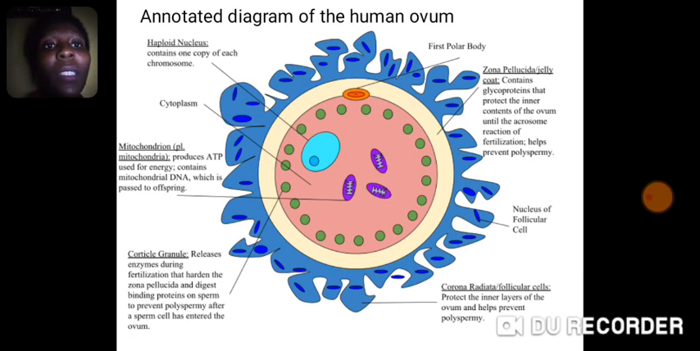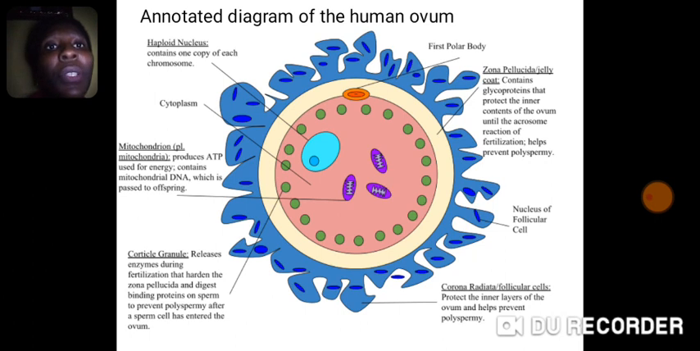So that's why the cortical granules release enzymes that will harden the zona pellucida after the egg has been fertilized by one sperm. This hardening will prevent the further penetration of other sperms that may have come around the egg later, so they cannot permeate or penetrate this fertilized egg anymore. And this will help prevent, of course, polyspermy.